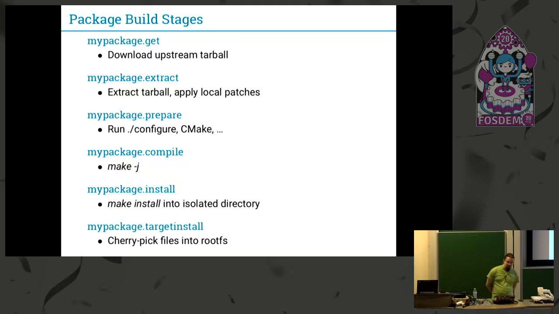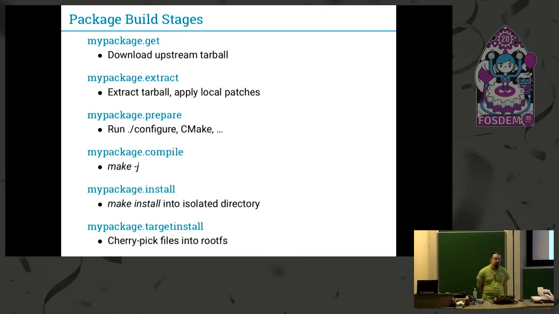The prepare stage runs basically configure or CMake or Meson or whatever build system your package uses. PTXdist has already support for many of those, and I think it is fairly easy to provide support for other build systems too. And we'll see later how this is handled in the rule file itself, in the makefile for the package. It's basically just a variable you set.